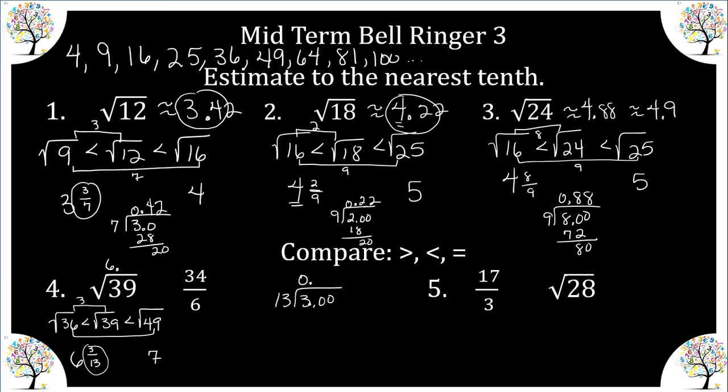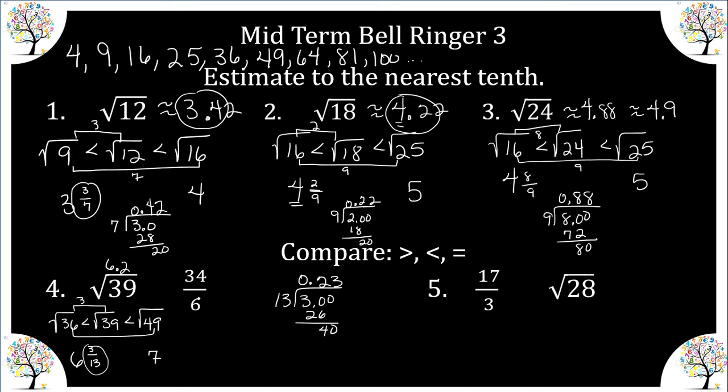So 13 goes into 30 about 2 times. That gives us 26, and about 3 times. So I'm just going to stop right there. This lets me know that I can just say 6.2. So the square root of 39 is about 6.2.